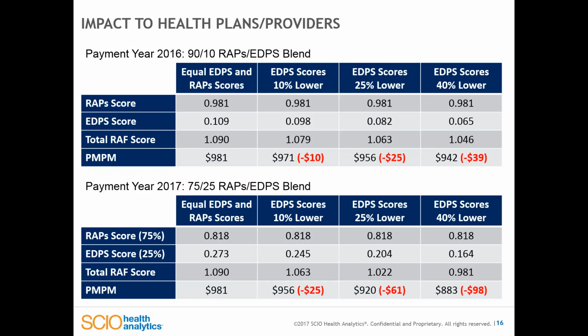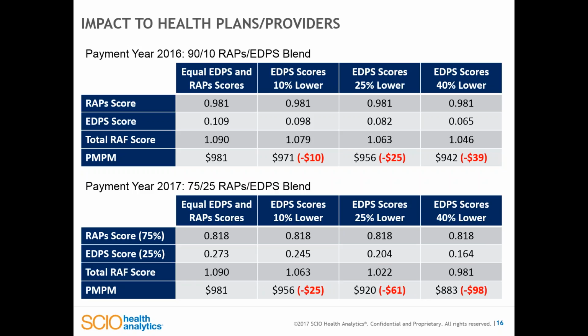If your EDPS score is 10% lower in a 75-25% world, you have an additional $15 or a total of $25 PMPM degradation because your EDPS score is, put another way, only 90% of what your RAP score is. And you follow that down, your 25 and 40%, you can lose up to $100 PMPM if your EDPS score is 40% lower than your RAP score.